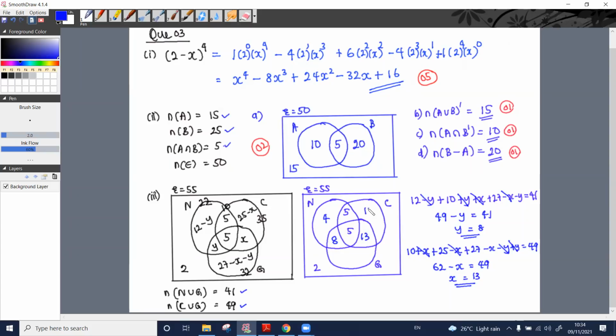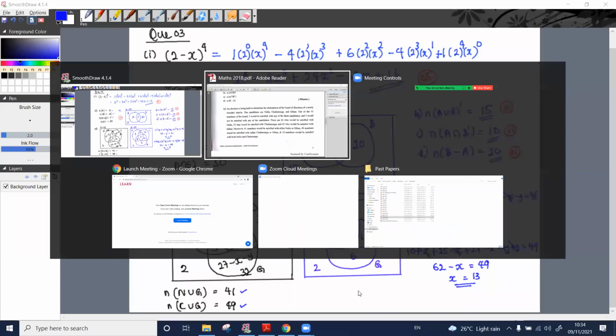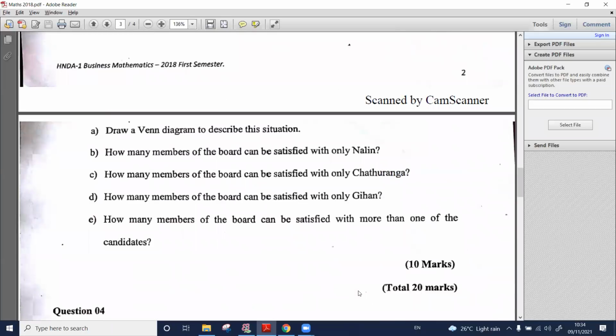25 minus 13 means 12. Here 27 minus 13 means 14. 14 minus 8, that is 6. So this is our final version of the Venn diagram. Now it is more clear. So we have drawn the Venn diagram.